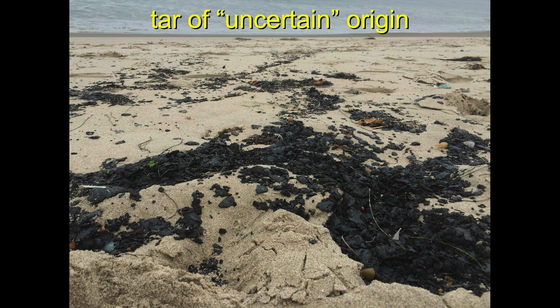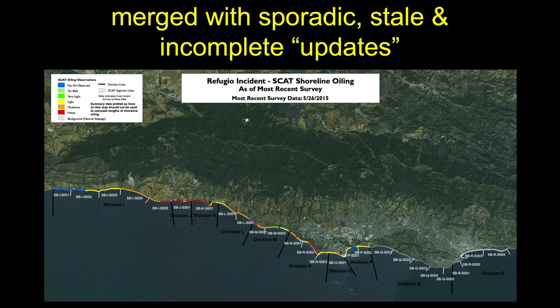Instead, the responsible party, which means the individual that caused the pollution, in this case Plains All American, said, we're going to treat all these tar balls as if they are from Refugio, whether they are or not. Turns out they mostly, if not all, were. But they said, we don't need to tell you if it is from us or isn't from us because we're going to clean it up anyway. So it would take almost a year to get the data out.